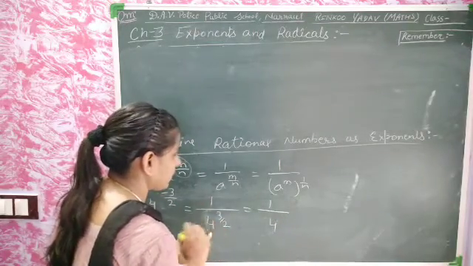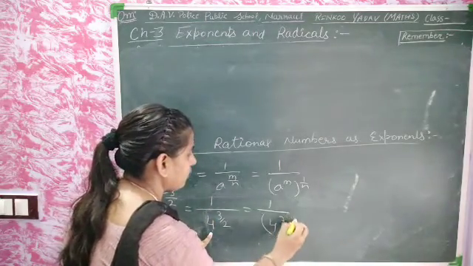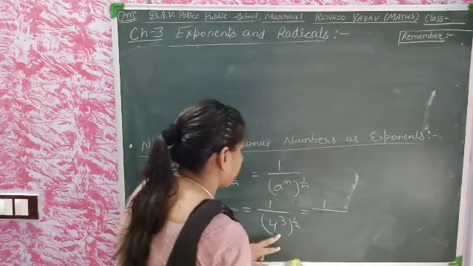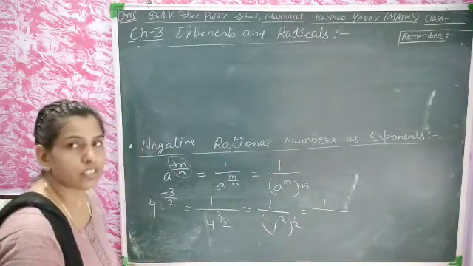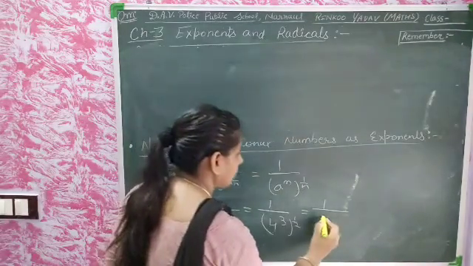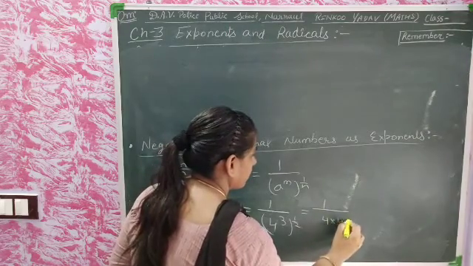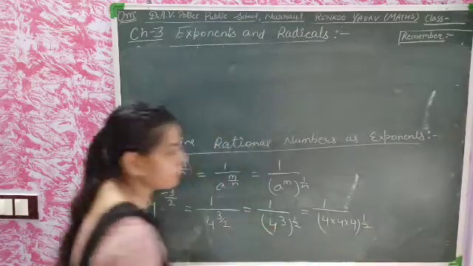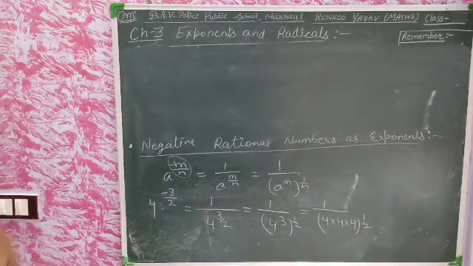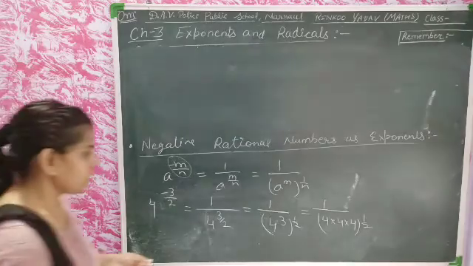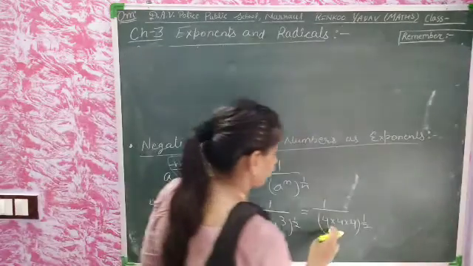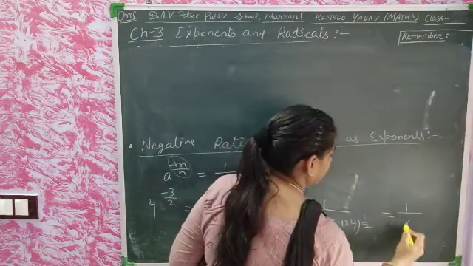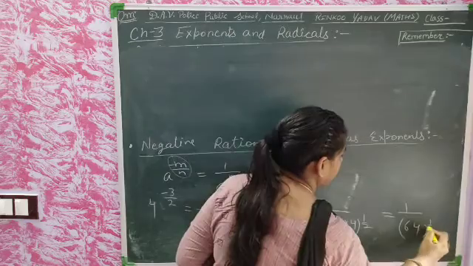हम यहाँ 4 to the power 3 लिखेंगे and to the power 1 by 2 लिखेंगे. Clear, students? अब हम 1 divided by 4 to the power 3. 4 to the power 3 means 4 into 4 into 4, and we have to find its square root. Is this clear, students? 4 into 4 into 4, that is 64. 1 divided by 64 to the power 1 by 2.